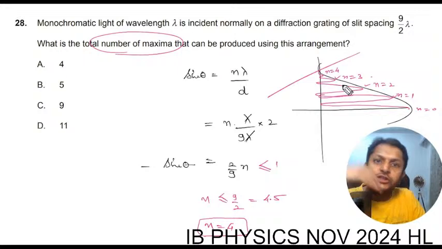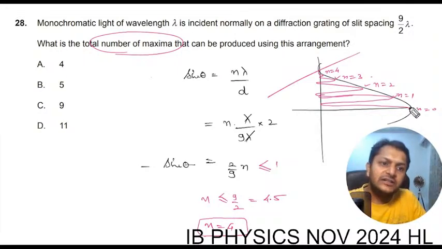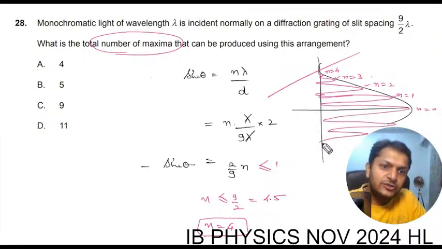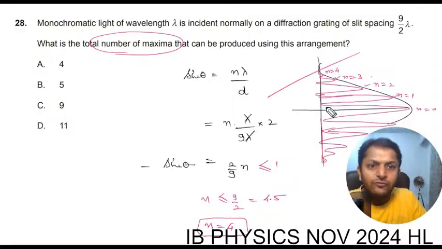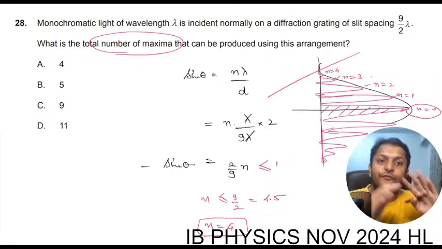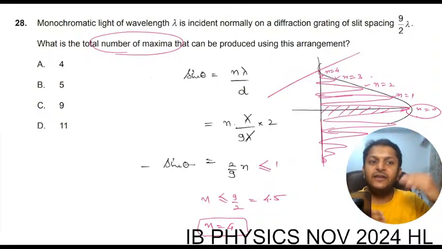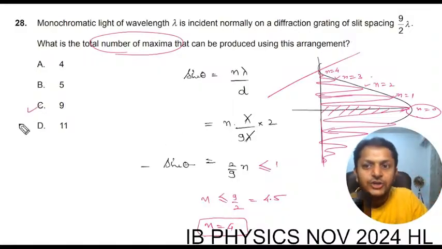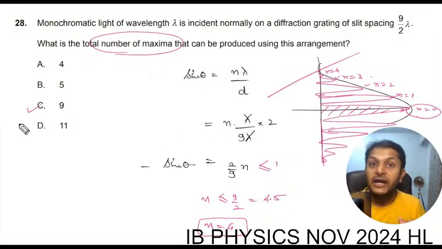So 4 on this side, 4 on the other side, 1, 2, 3, 4. 4 on the other side, and 1 the central maxima for which n is equal to 0. So 4 on that side, 4 on this side, 8, and 1 central, that is 9. So your answer here will be 9.